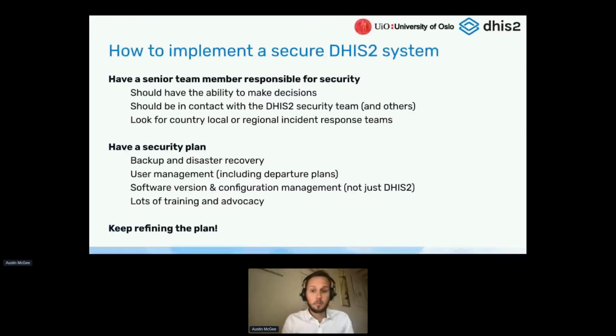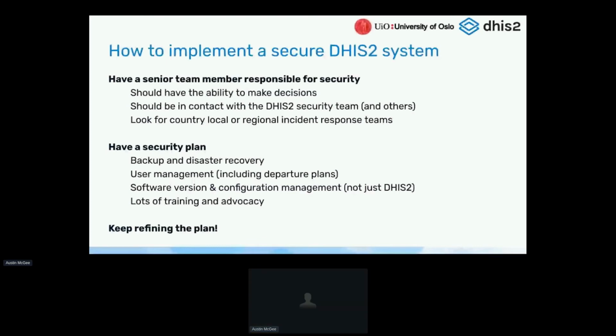The number one thing that we recommend is having a senior person responsible for security. And this is more important than you might think, because a lot of times a security issue, maybe some people know, they don't know who to talk to, and they don't know who it is who has the power to say, this is an issue that we need to fix, let's fix it in this way. So having somebody who is that person responsible for security and has the ability to make those high-level decisions is very important.